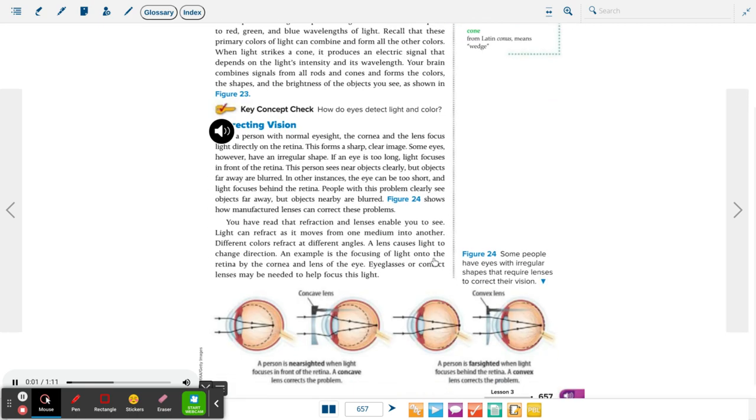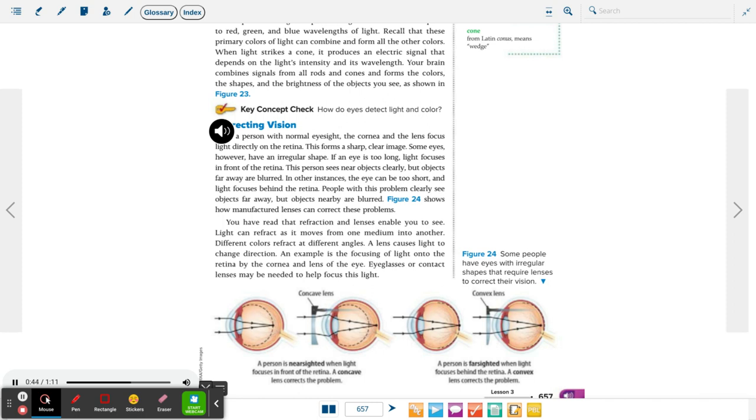Correcting vision. In a person with normal eyesight, the cornea and the lens focus light directly on the retina. This forms a sharp, clear image. Some eyes, however, have an irregular shape. If an eye is too long, light focuses in front of the retina. This person sees near objects clearly, but objects far away are blurred. In other instances, the eye can be too short, and light focuses behind the retina. People with this problem clearly see objects far away, but objects nearby are blurred. Figure 24 shows how manufactured lenses can correct these problems.